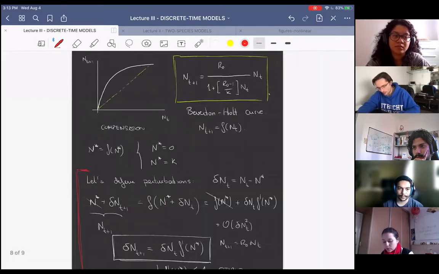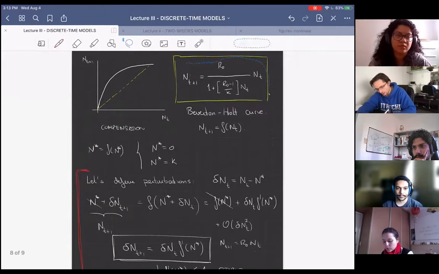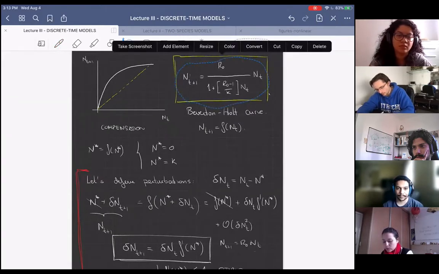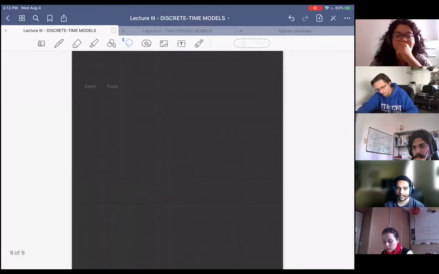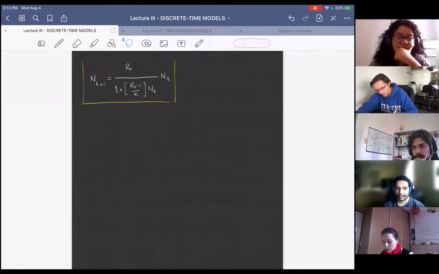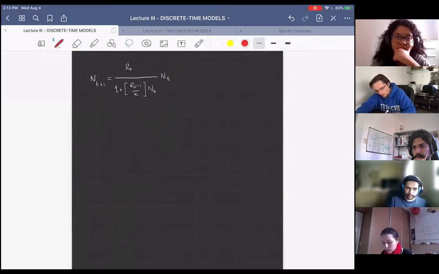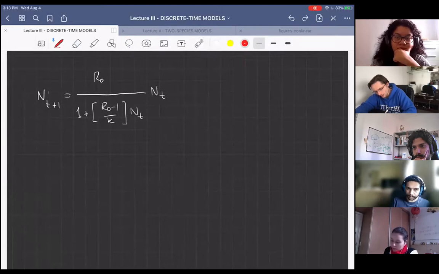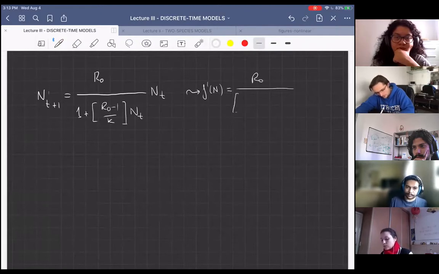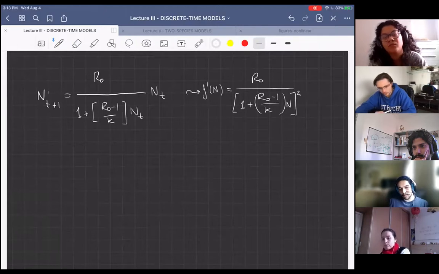So if we go now to our map, let's copy this, put it here. We can calculate f prime. That is going to be like this. You can do the calculation, it's not very hard.